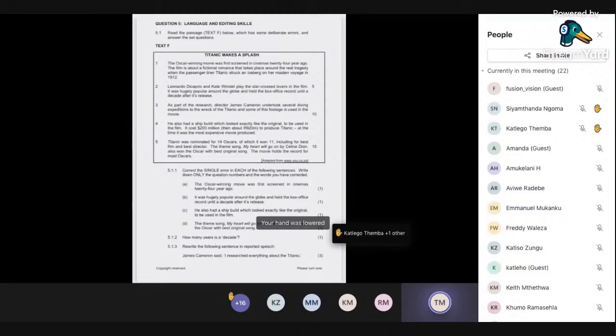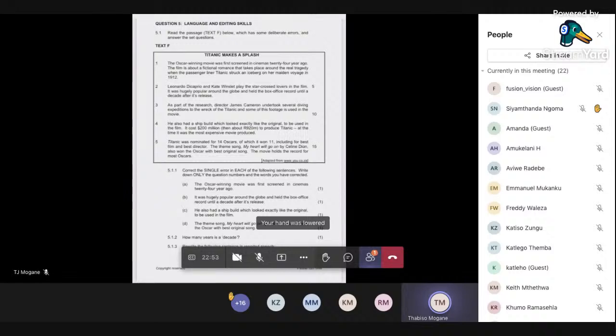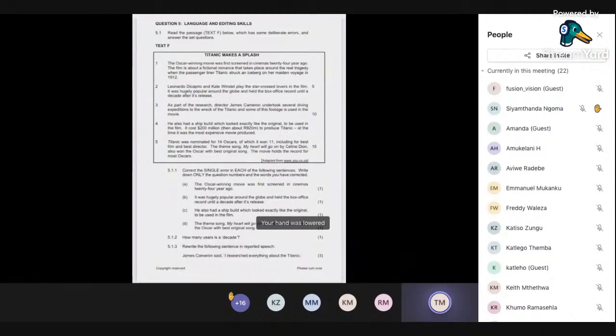Rewrite the following sentence in reported speech. James Cameron said, "I researched everything about the Titanic." Let's remind ourselves of the rules of changing sentences into reported speech. Again, reported speech would also mean indirect speech, so they might use the word reported speech or indirect speech.